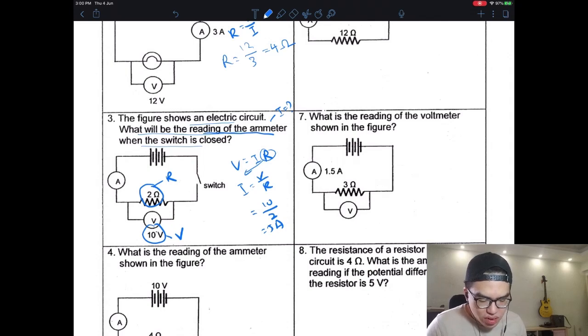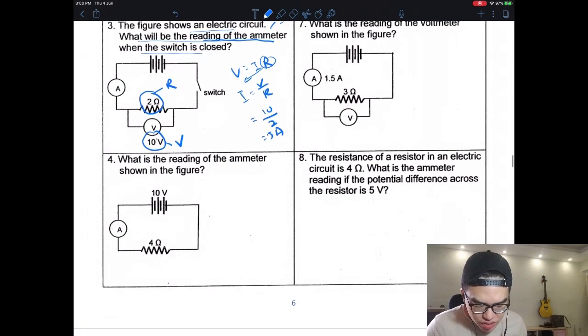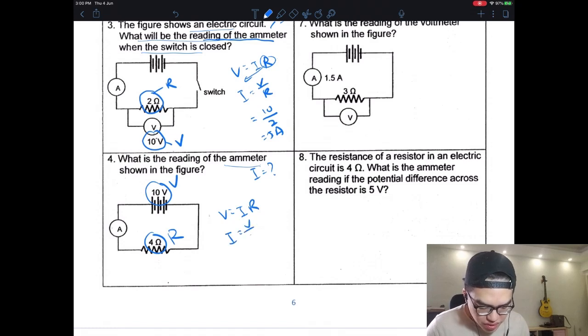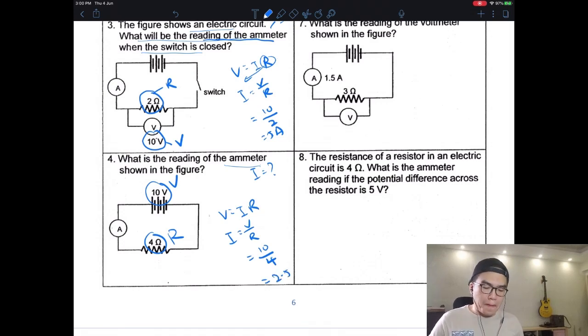And then number 4, what is the reading of the ammeter shown in the figure? It means what is the I? Again, this is my V, this is my R. So use back the same formula. V equals IR, I equals V over R. My V is 10, my R is 4. 10 divided by 4, you should get 2.5 A.